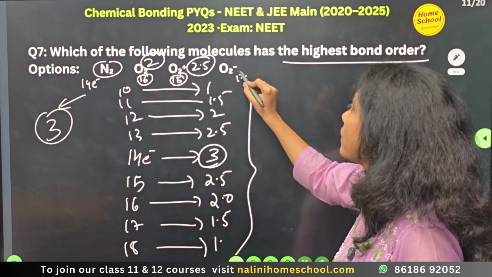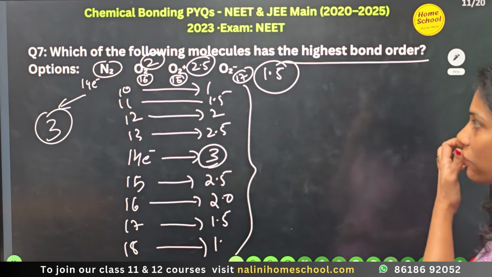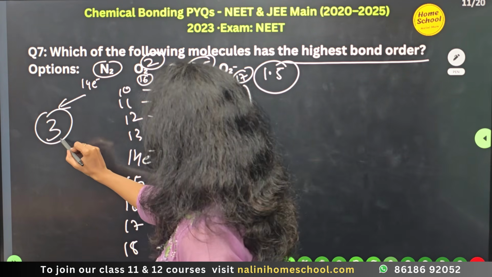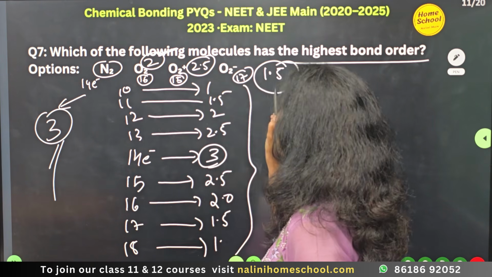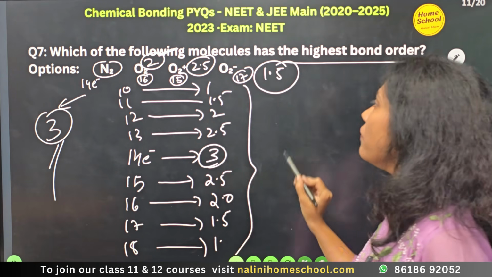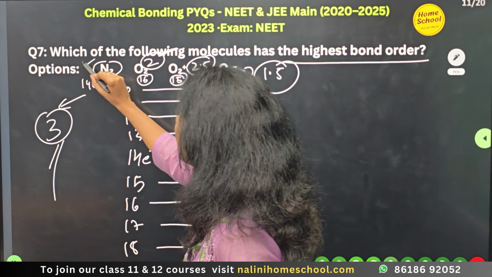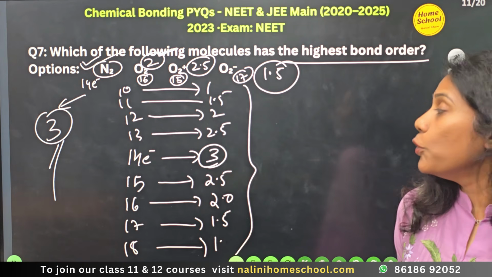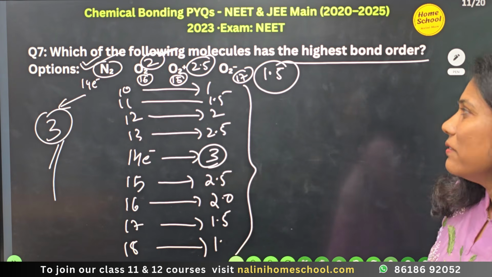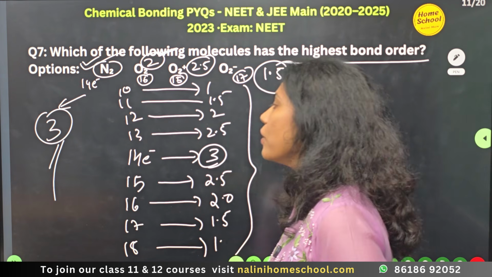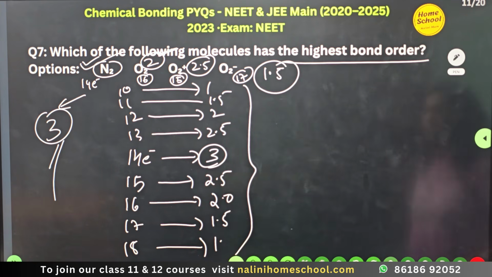And O2 minus: O2 is 16, minus means you add 1, so it's a 17 electron species. For 17 electron species, the bond order is 1.5. So what is the question they are asking? N2 has bond order 3, O2 has 2, O2 plus has 2.5, O2 minus has 1.5. The highest bond order is definitely 3, that is N2. So N2 is the answer here. Many of them will write the electronic configuration and then check, but you need not if you remember this trick. So that's all about this question.